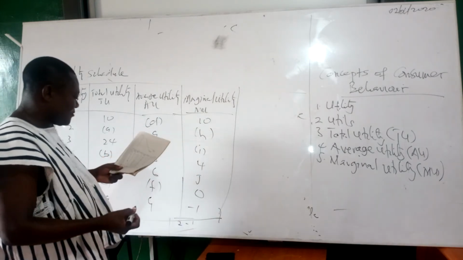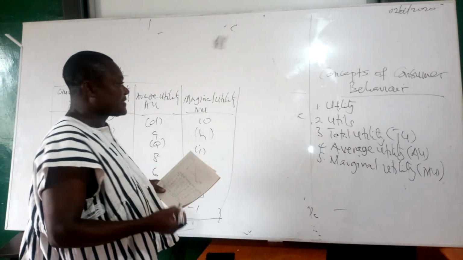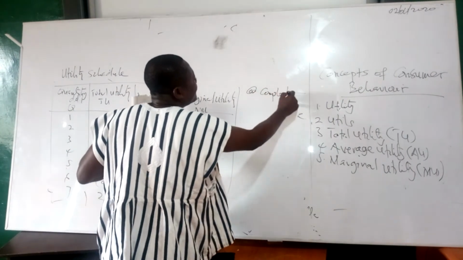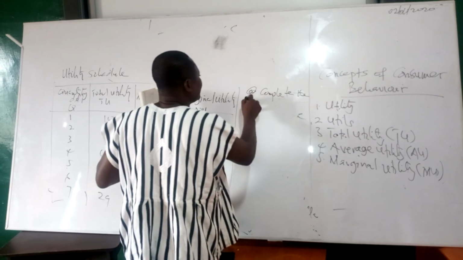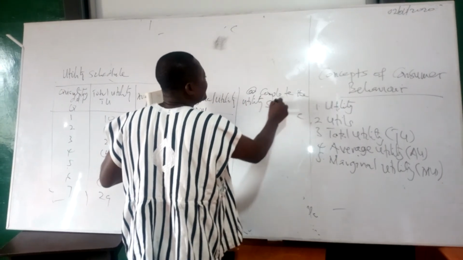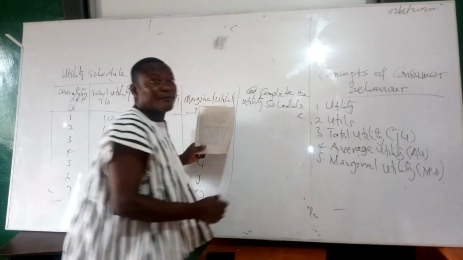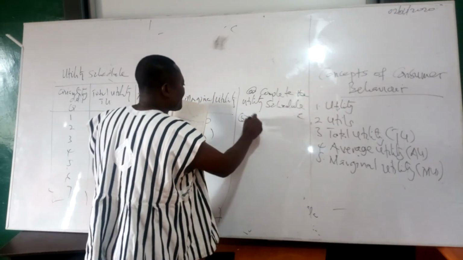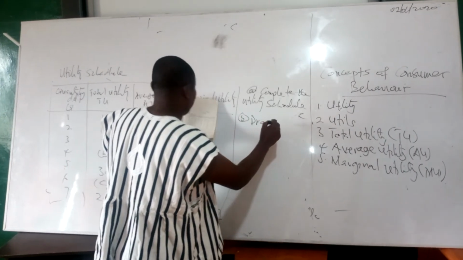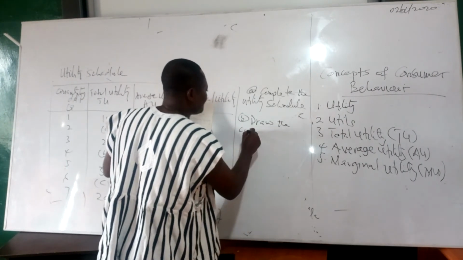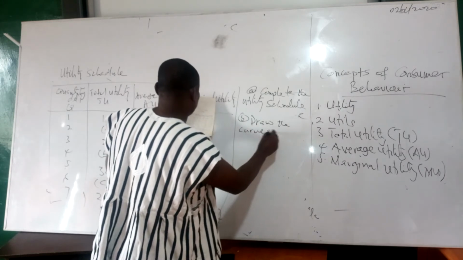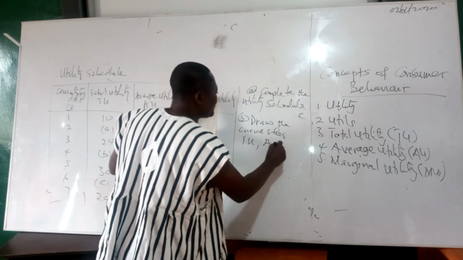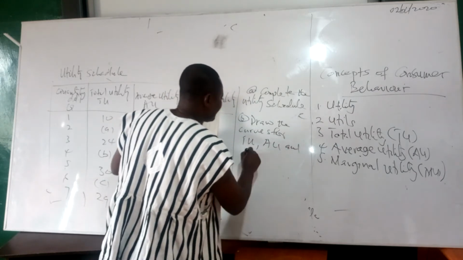Now the question is, complete the utility schedule. A. Complete the utility schedule. B. Draw the curves for TU, AU, and MU.